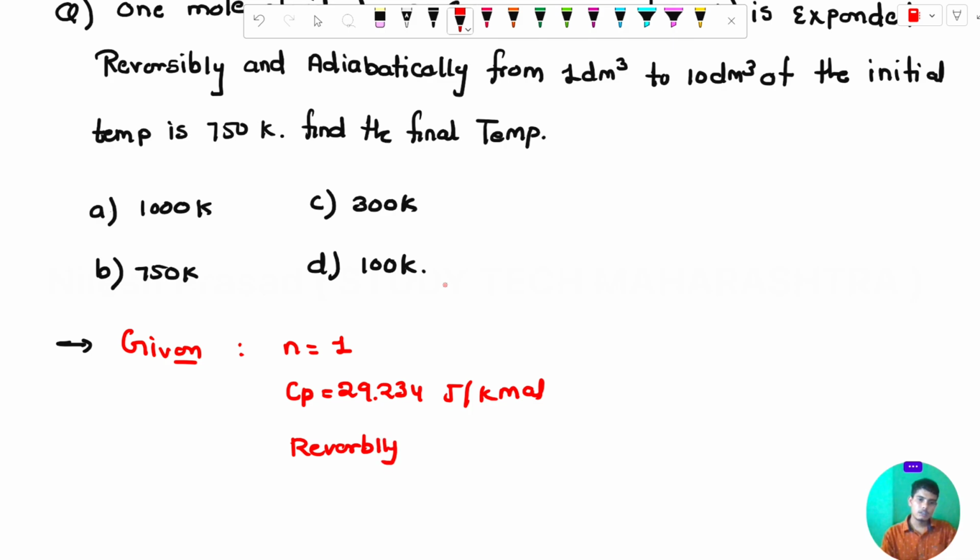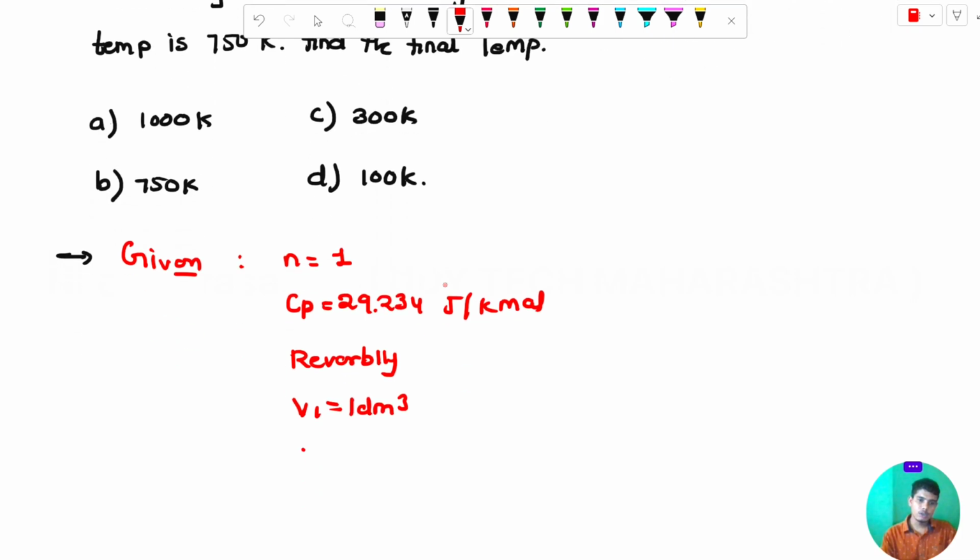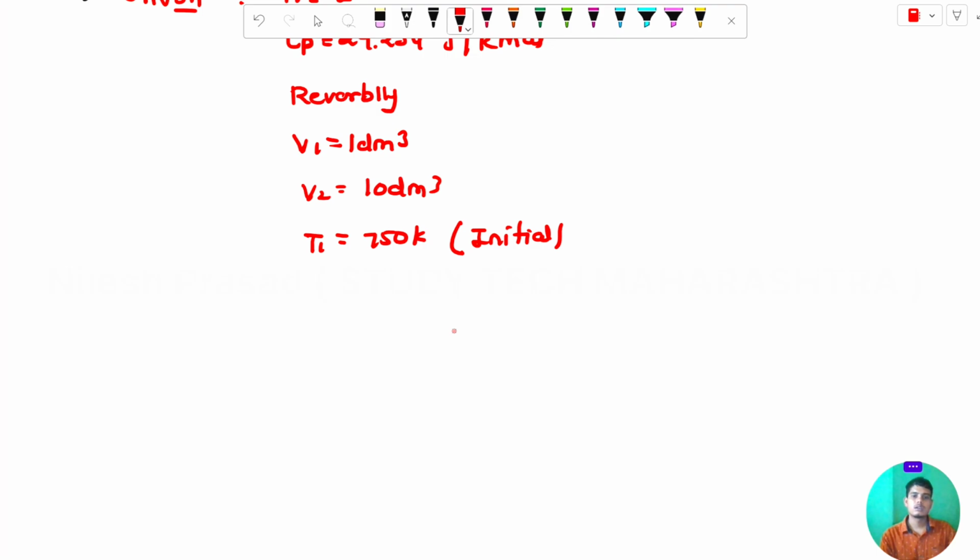The value of V1 is also given, 1 dm cube. The value of V2 is also given, 10 dm cube. The value of T1 is also given, 750 Kelvin, and this is the initial temperature. And the value of T2 is to be found, and this is the final temperature.